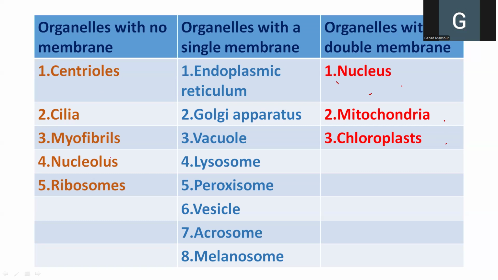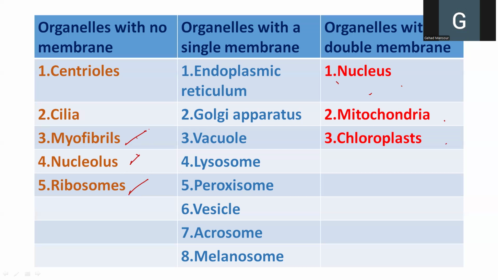But we have 5 organelles that are not membraned. The ribosomes, the nucleolus that is present inside the true nucleus, the myofibrils, which are protein structures inside the muscle fibers.